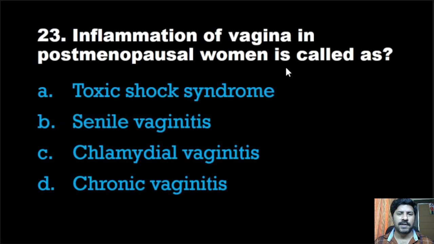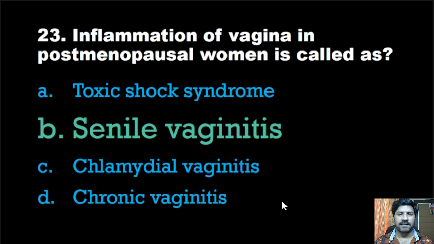Next question. Inflammation of the vagina in postmenopausal women is called toxic shock syndrome, senile vaginitis, chlamydial vaginitis, chronic vaginitis. Correct answer, senile vaginitis.